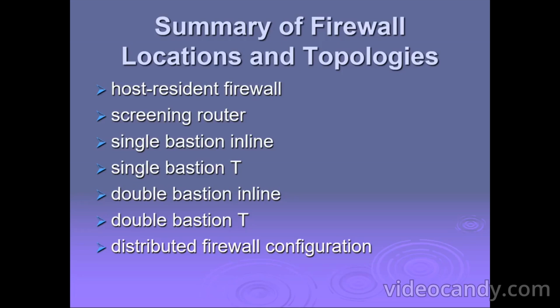Double bastion T: the DMZ is on a separate network, on the bastion firewall. This configuration is also common for large businesses and government organizations and may be required. For example, this configuration is required for the Australian government, that is Australian Government Information Technology.